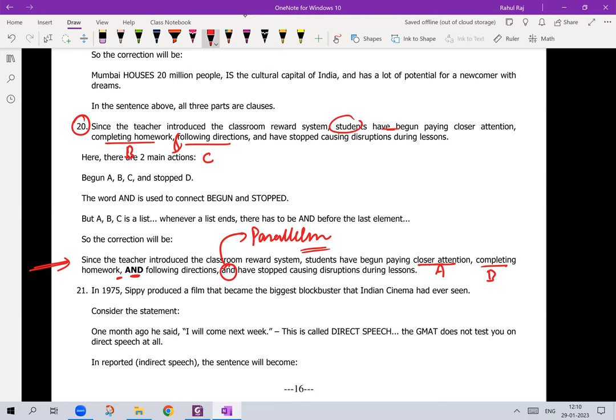Students have begun doing something, students have stopped causing something. So these two actions should be 100% attached with some sort of conjunction, that is "and" or "but." Because imagine if I say "Abhishek has started work, comma, finished work." The correct statement is "Abhishek has started work and he has finished work," because started is a different action, finished is a different action. Clear?